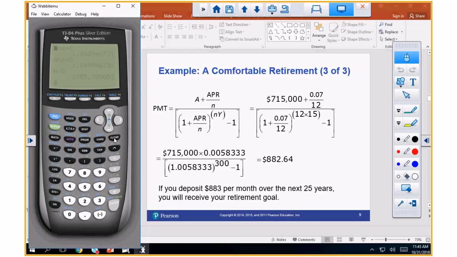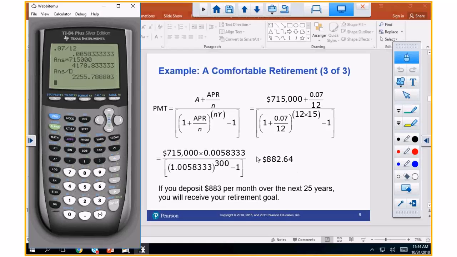See, look, what did they do right there? Multiply. Okay, so I thought it was multiplication. Let me try it again. 0.07 divided by 12 equals multiplied by 715,000 equals 4170. That's right. Divided by alpha denominator. That's the answer. 2255.78. Okay.